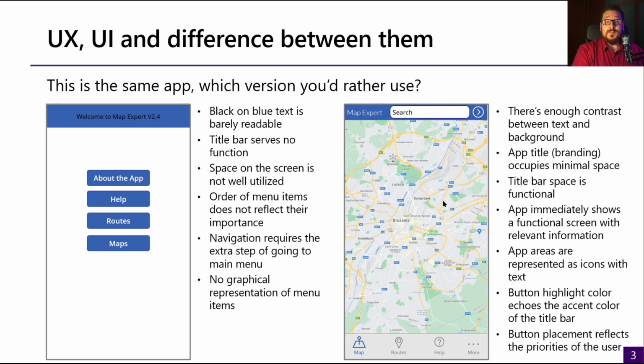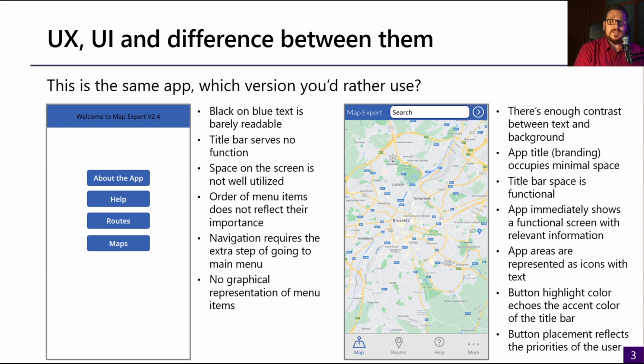Now let's look at the same app on the right. Clearly, it's a much better experience. First of all, there's enough contrast between the text and the background, right? So white on dark blue is much better than black on dark blue. The title of the app doesn't take as much space as before. The app immediately opens showing a functional screen, the map.